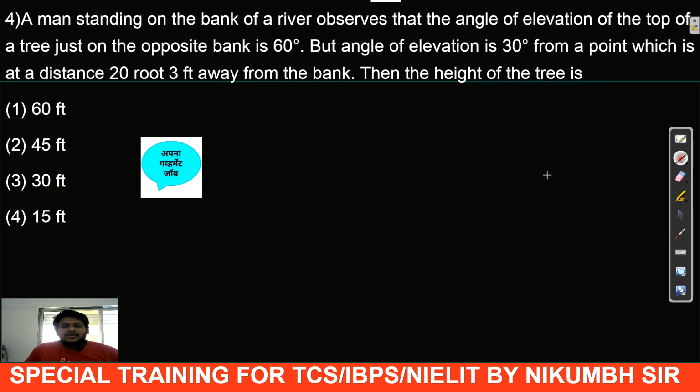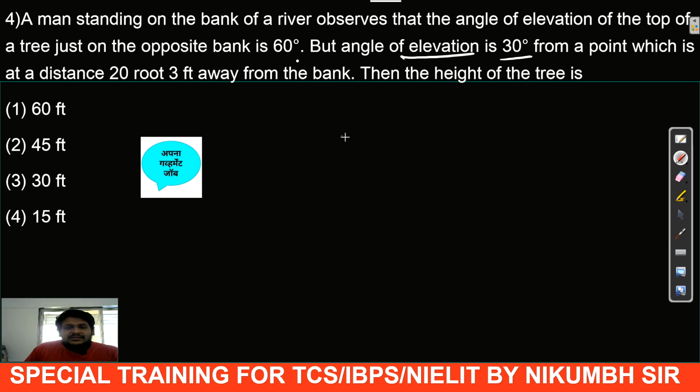A man standing on the bank of a river observes that the angle of elevation of the top of a tree just on the opposite bank is 60 degree, okay. Angle of elevation 60 degree, but angle of elevation means I am looking at the top, okay, I am looking at the top, and depression down is 30 degree, okay. Distance 20 root 3 feet away from the bank, then height of the tree.